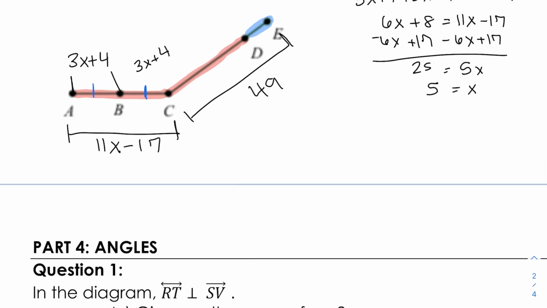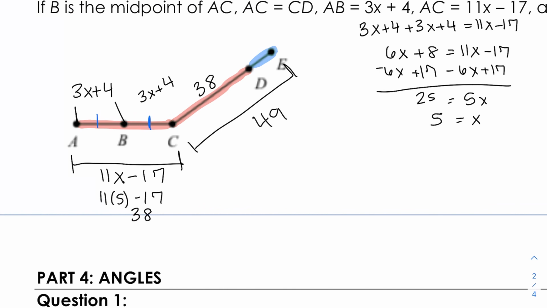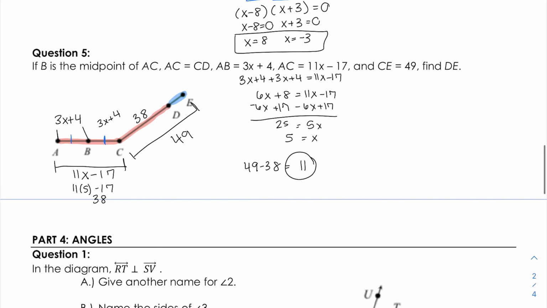Now I'm going to plug it into AC. That's 11 times 5 minus 17, and I get 38. So from A to C is 38, which means from C to D is 38. Now I'm looking at segment CE. CE is equal to 49. To get this blue part of the segment, DE, I just have to do 49 minus 38, and I get 11. So DE is going to equal 11.